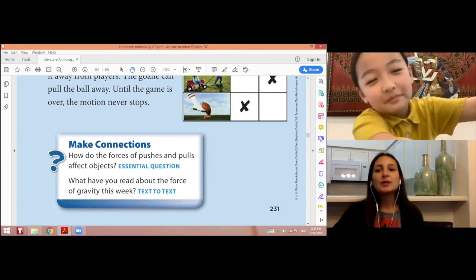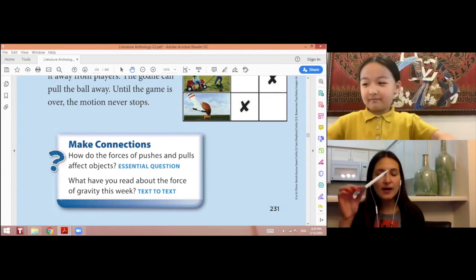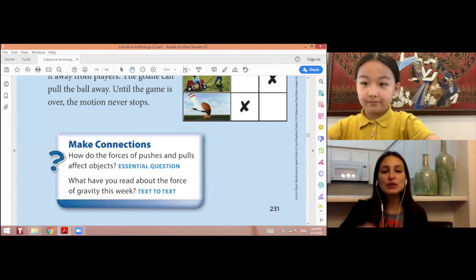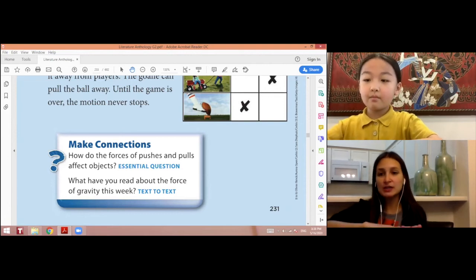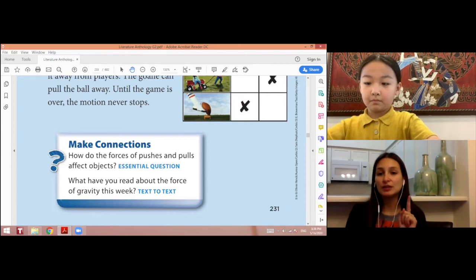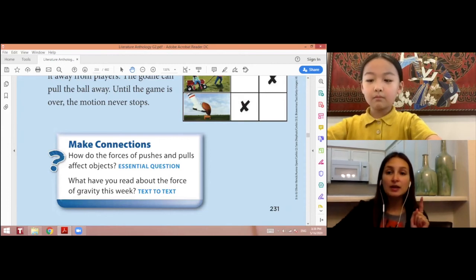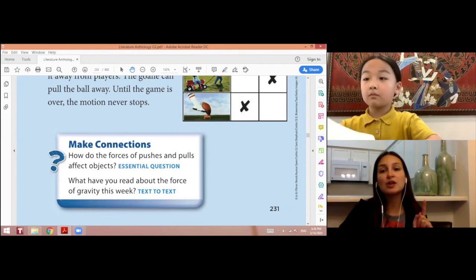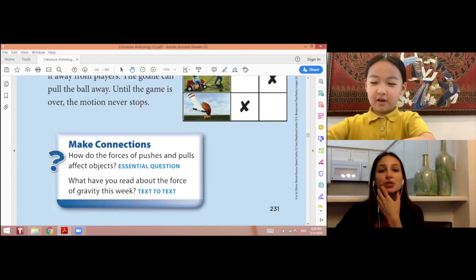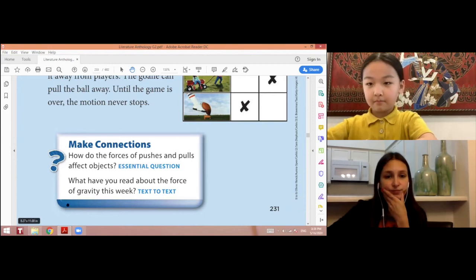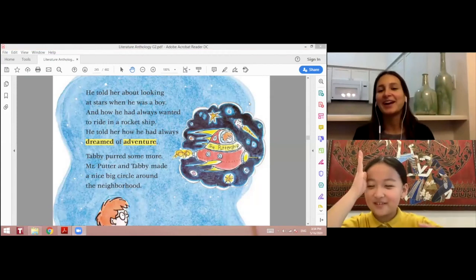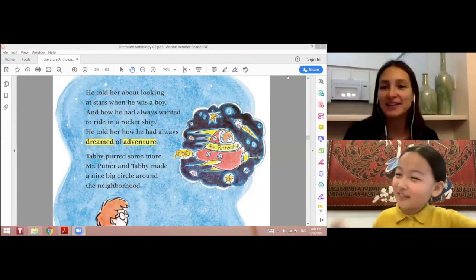Right. So when you have your wand on your notebook and you use the force of pushing it, it's going to change position, right? It changes from being in your notebook to being on your desk or wherever you pushed it to. So it has motion. Okay, much better. Good.